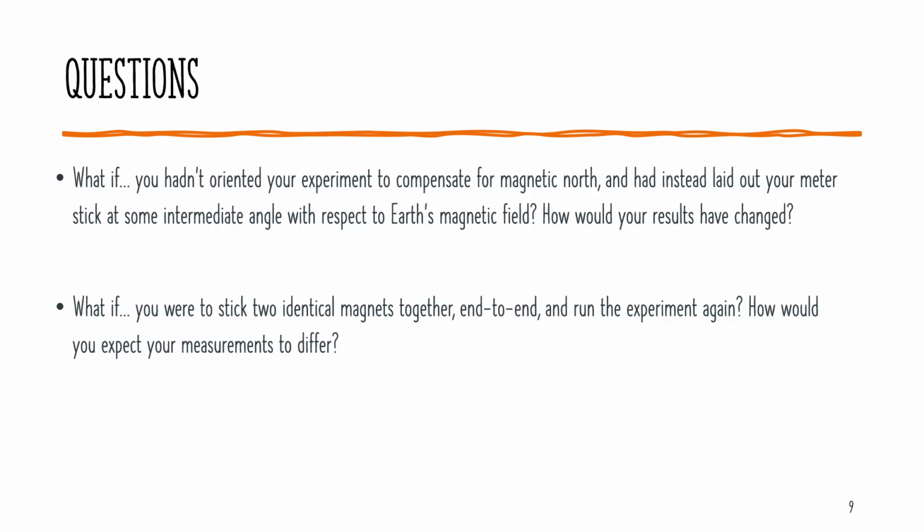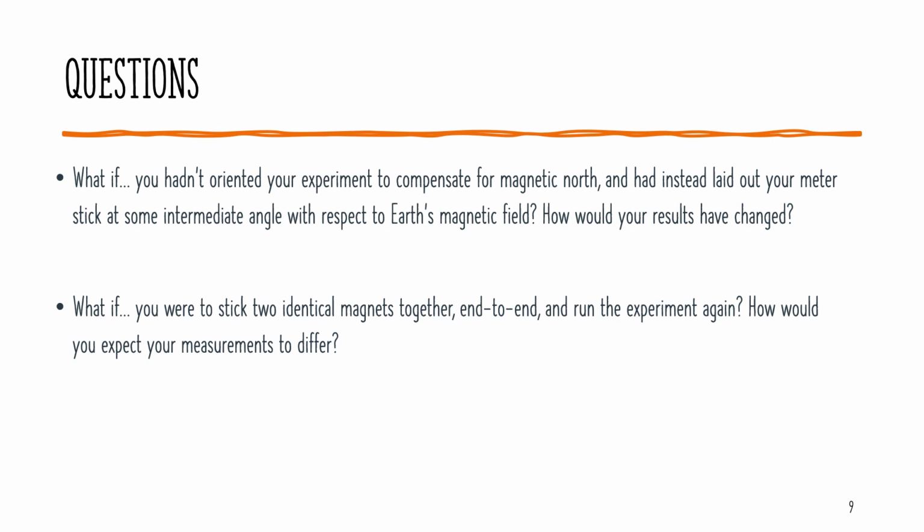What if you hadn't done your experiment to compensate for magnetic north and had instead laid out your meter stick at some intermediate angle with respect to Earth's magnetic field? How would your results have changed? The magnetic field would have a lower value because the axis readings would have been obstructed by Earth's magnetic field.